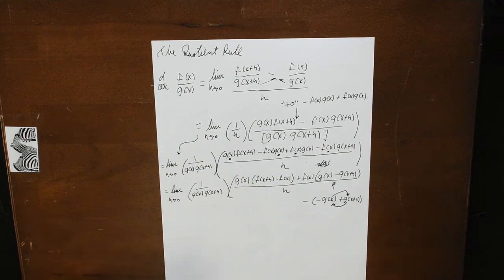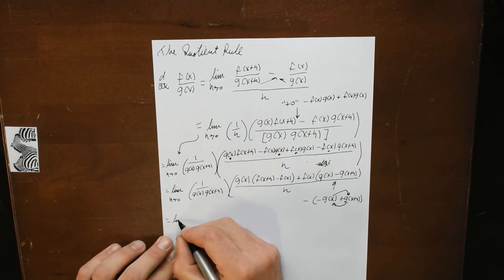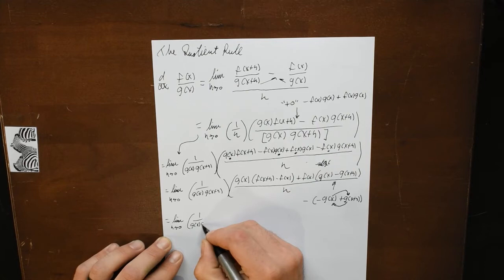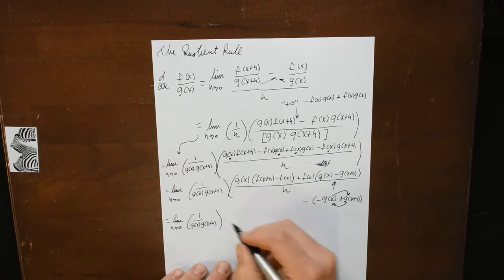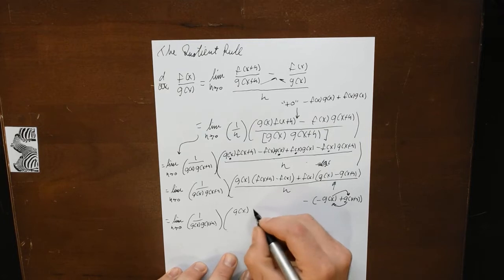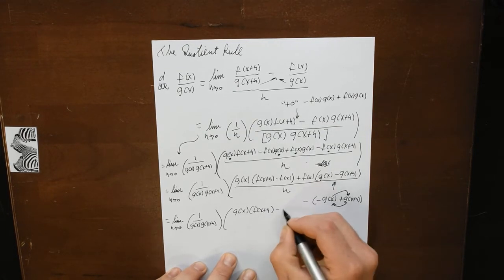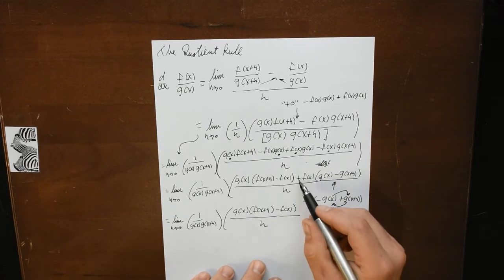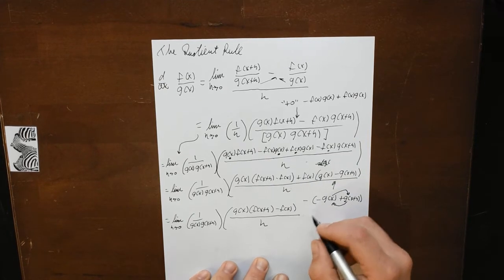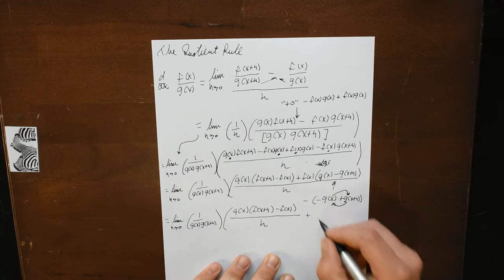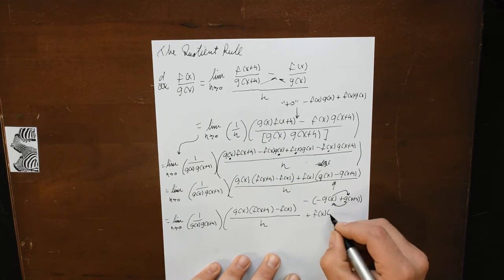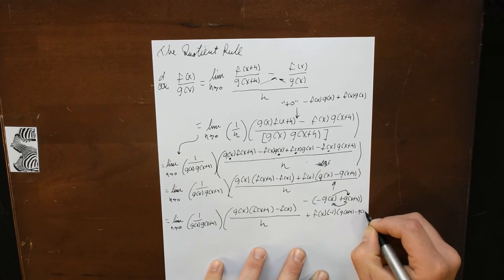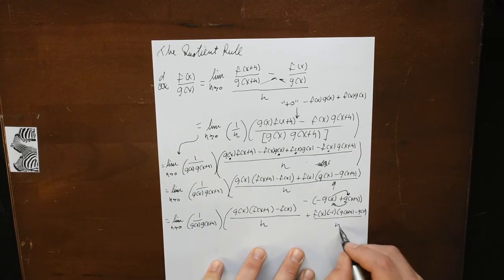For our next step, we're going to take the limit as h goes off to 0 of 1 over g of x times g of x plus h, times g of x times f of x plus h minus f of x all over h. And like I said, that plus sign we have changed, and I'll write it like this: plus f of x times negative 1 times g of x plus h minus g of x all over h.